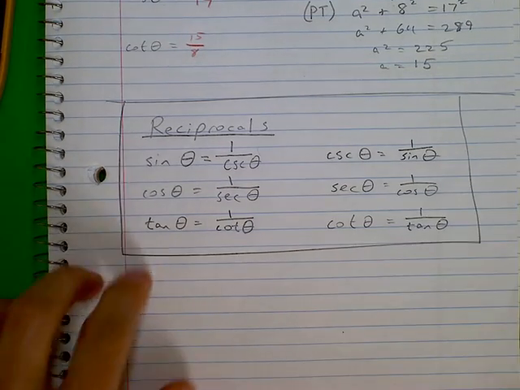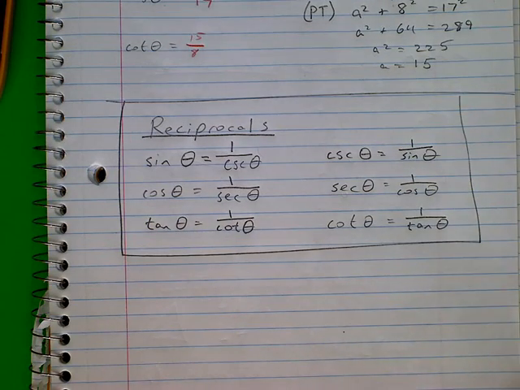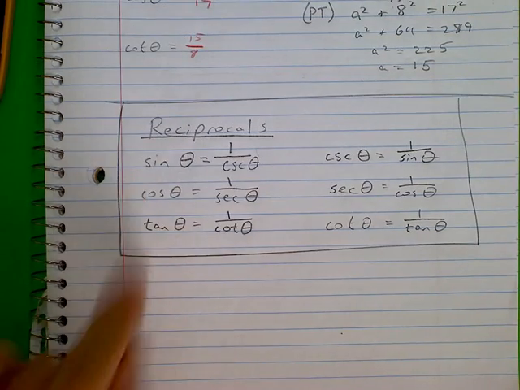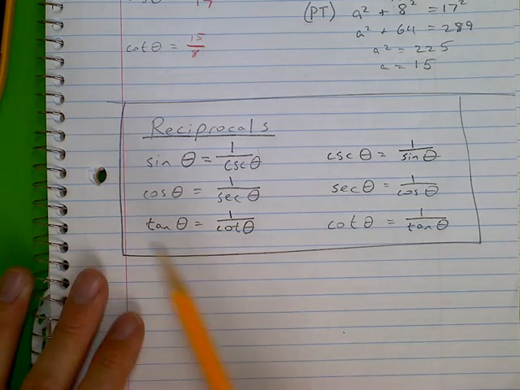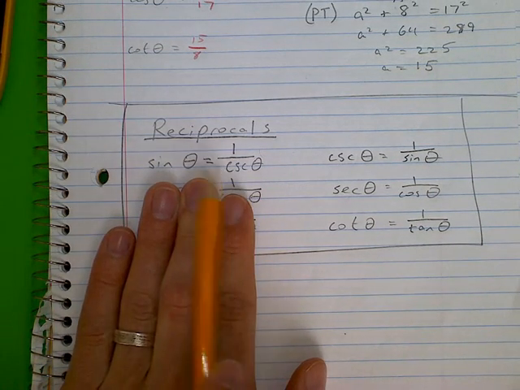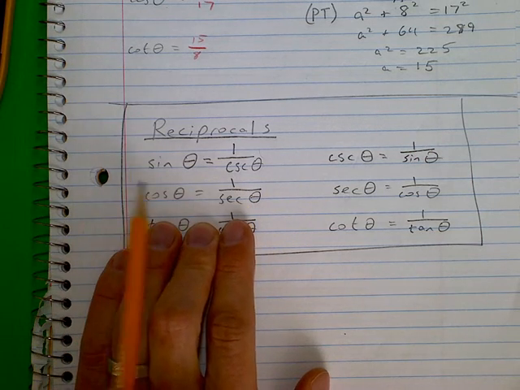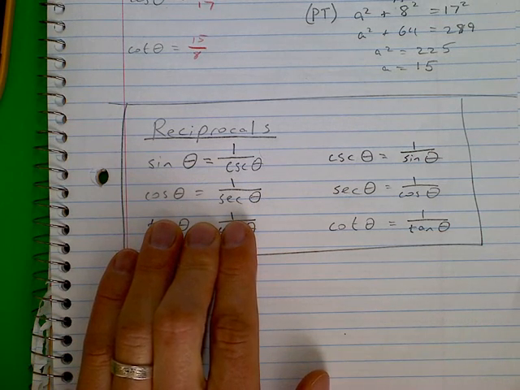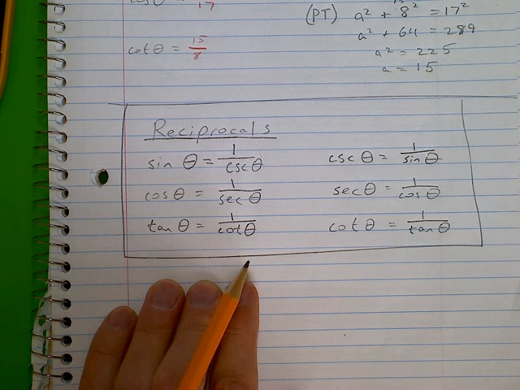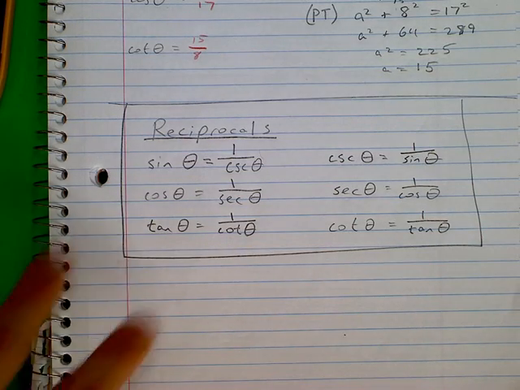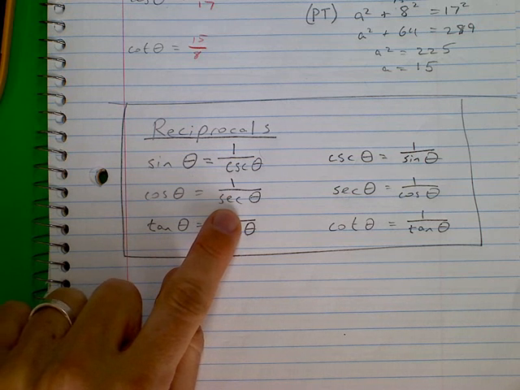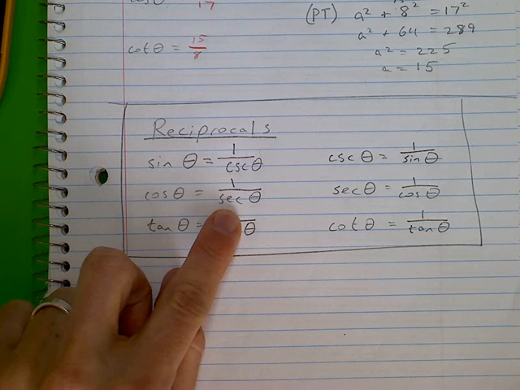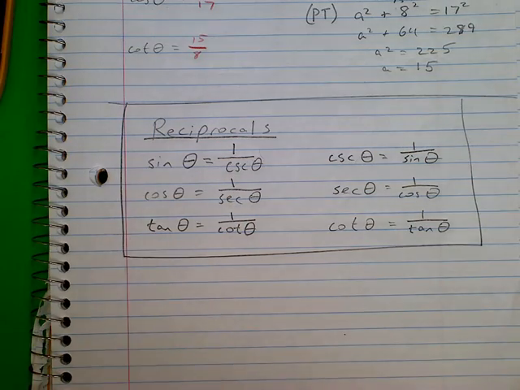And there's another little handy thing to notice here. Notice that in these pairs of reciprocals, each one has a ratio that starts with a C. Sine and cosecant. One of them starts with a C. Cosine and secant. One of them starts with a C. Tangent and cotangent. One of them starts with a C. Okay, so a lot of people try to put sine and secant together, but since neither one of them starts with a C, they're not reciprocals of each other. Okay, so something to notice there.